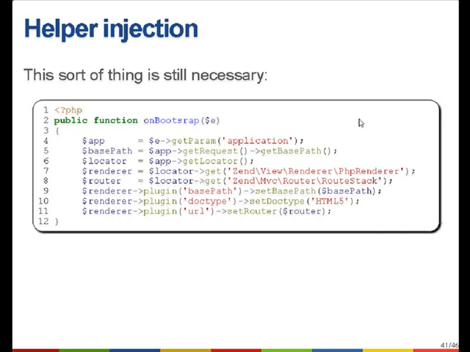Same thing with the URL helper. You're going to need to inject the router at some point. And so we grab the router in line 8, and then we inject it into the URL plugin. So this sort of thing is still necessary, and you'll see that it's still an event skeleton application. We do a lot of this stuff for you right off the bat. But you're still going to need to do this, so be aware of it.